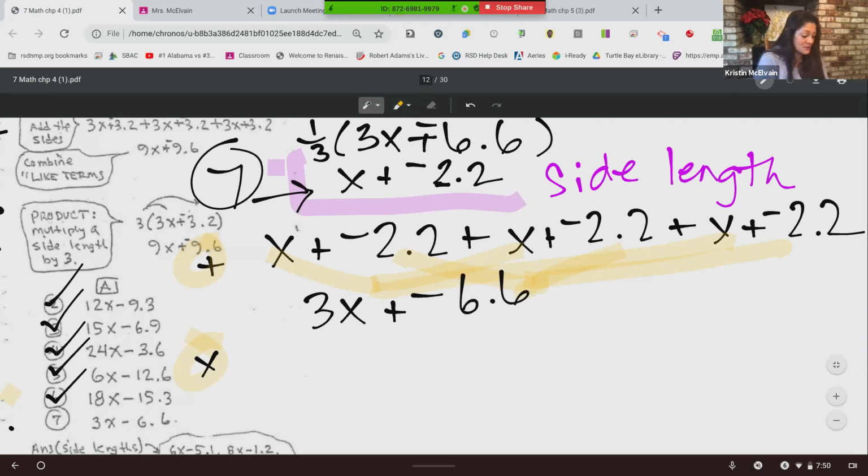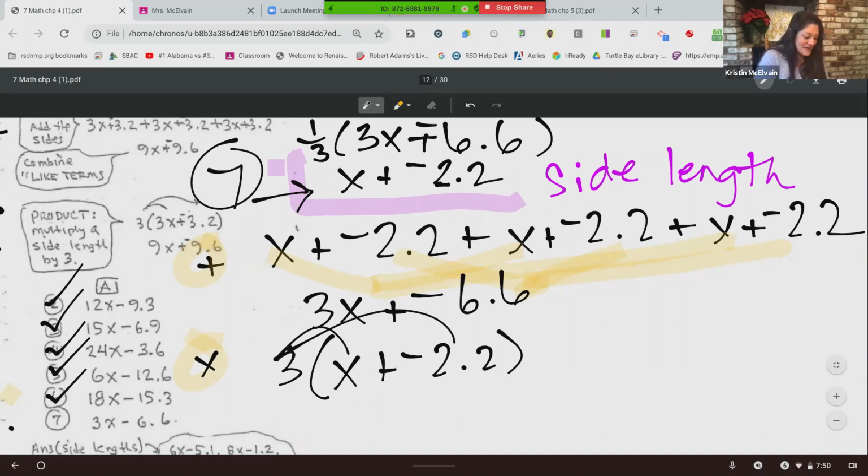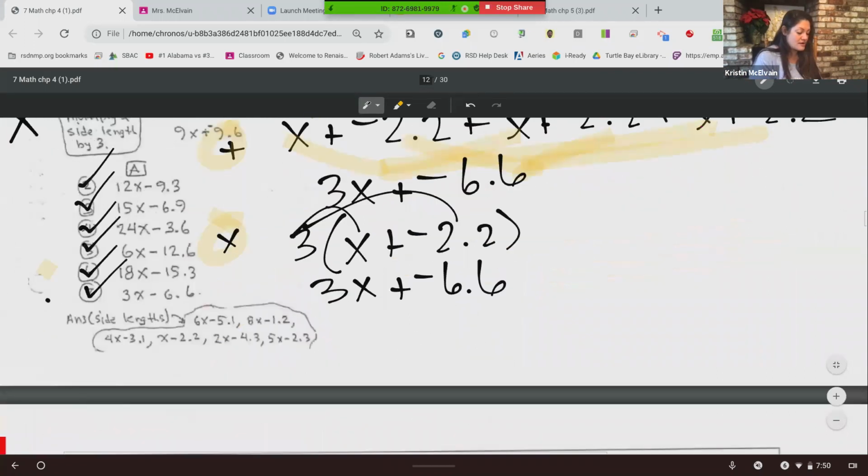Now we'll do it with multiplication. 3 equal sides times the side length of x plus negative 2.2. When we distribute that, we're given 3x plus negative 6.6. All right, so for this assignment, it gives you the answer, and the work is actually just showing the work that you're doing. All right, so that is all of 4.4.